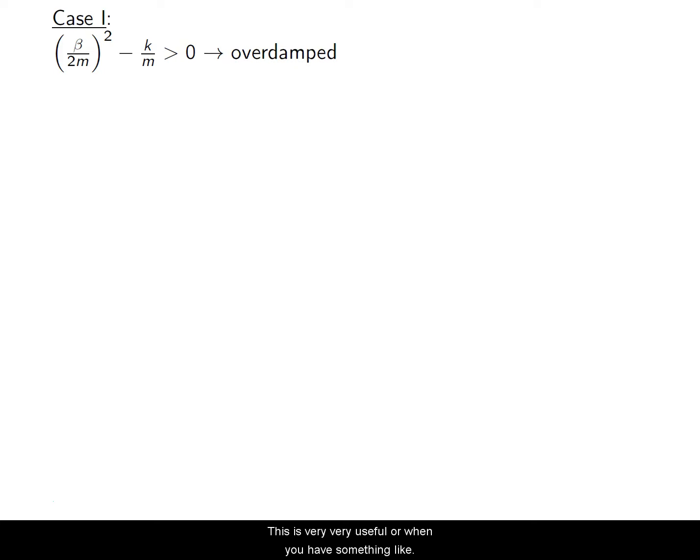This is very, very useful for when you have something like a building, right? So for instance, the buildings in San Francisco, they have dampeners on the struts so that the building doesn't shake a whole lot when earthquakes hit, right? So you want an overdamped system so you can stop the building from wiggling as quickly as possible, okay?